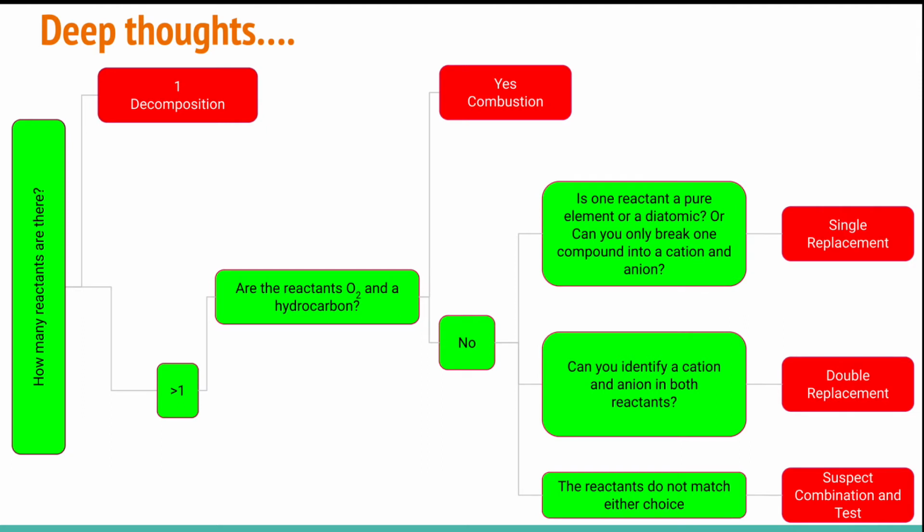Without experimental evidence, sometimes combination reactions can be difficult to predict. So our third question down here on the bottom, we are essentially saying, the reactants don't seem to match either of those two choices above. In which case, we're going to suspect that it's a combination reaction, and then we would go into the lab and actually test this out.